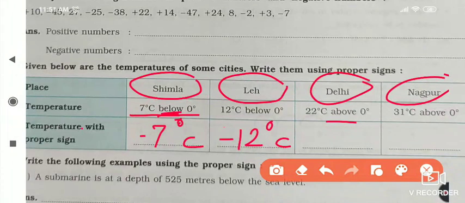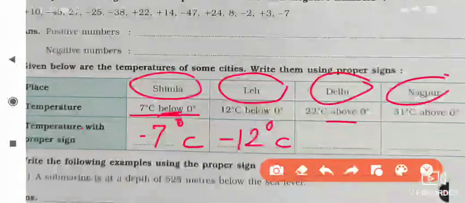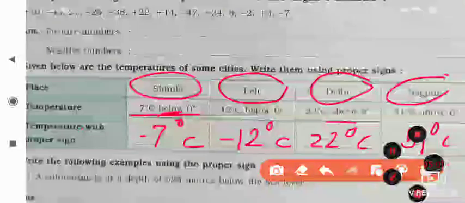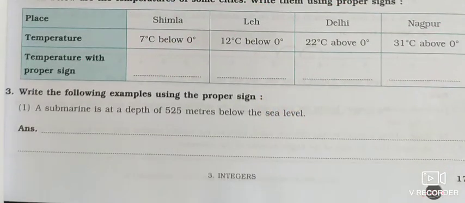The temperature of Delhi is 22 degrees above 0, so that is positive. You can give the sign, but if you are not giving the sign, then also it is okay. If you give positive 22 degrees Celsius, it's okay. Otherwise, if you are not giving any sign, it is counted as positive only. The temperature of Nagpur is 31 degrees Celsius, and we write it as positive 31 degrees Celsius. In that way we have to complete this table.